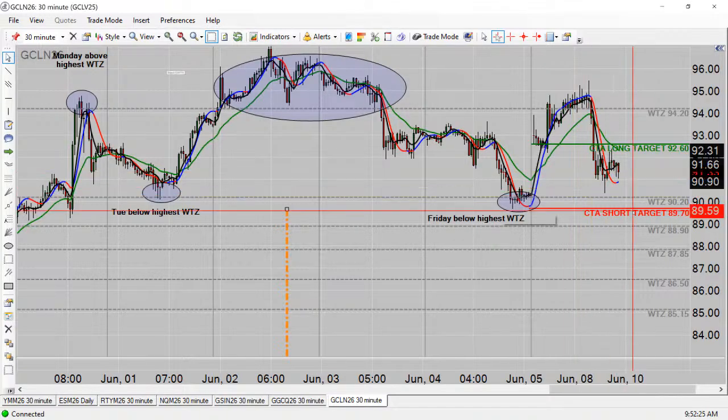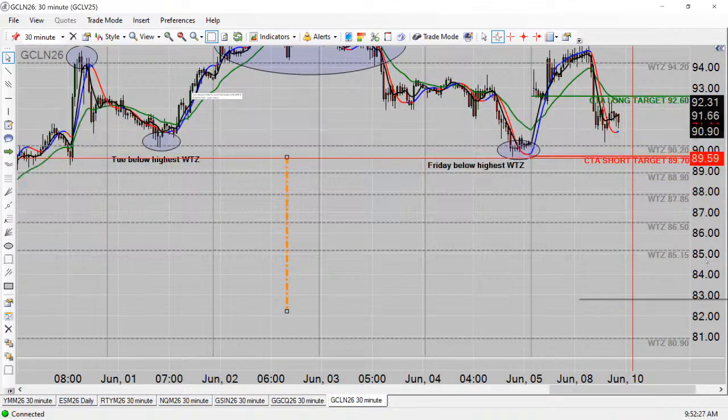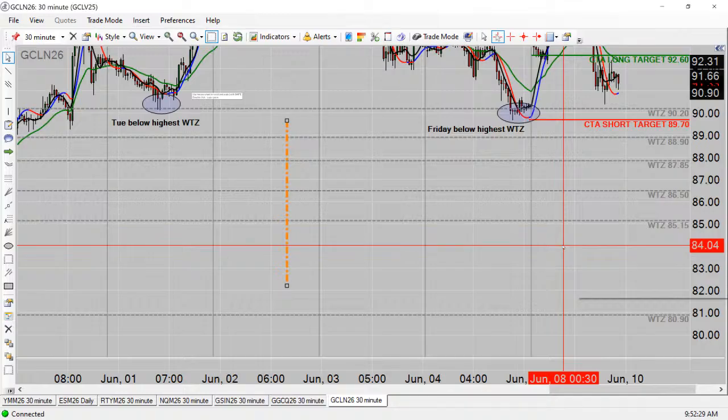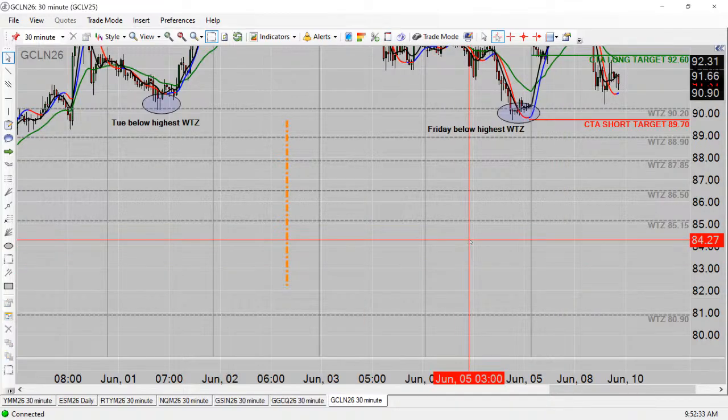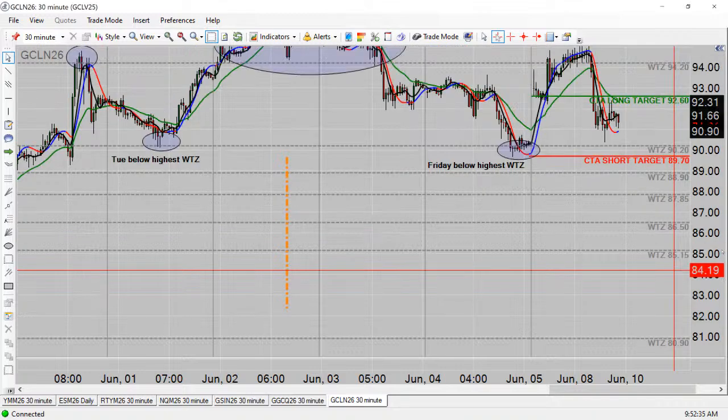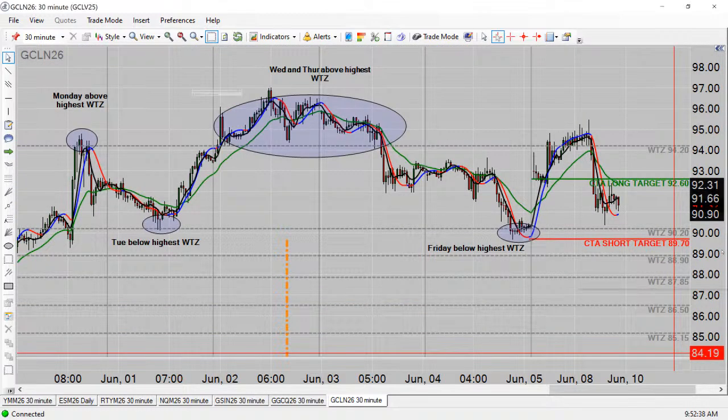If we break that, now, considering things in Iran aren't going so well, I don't know that we will, but we'll just have to wait and see how it plays out.